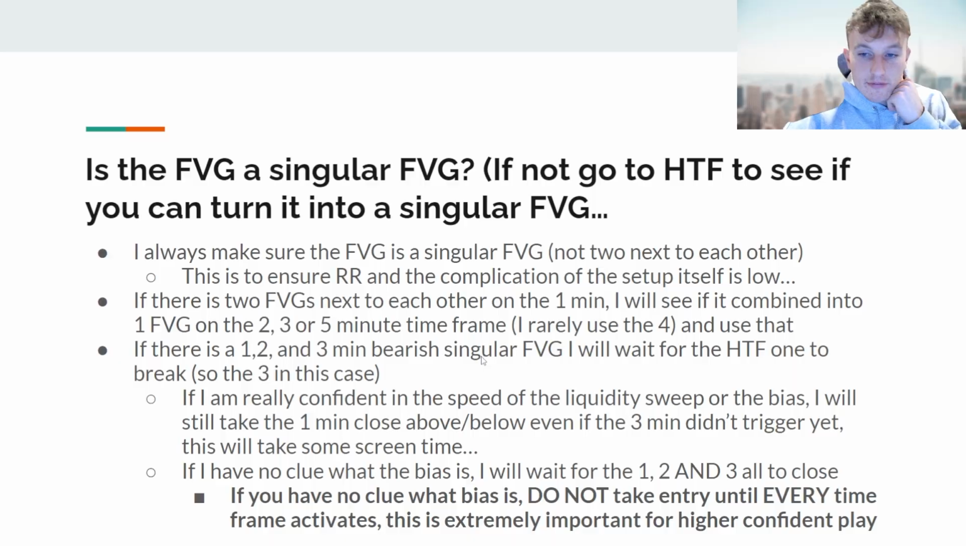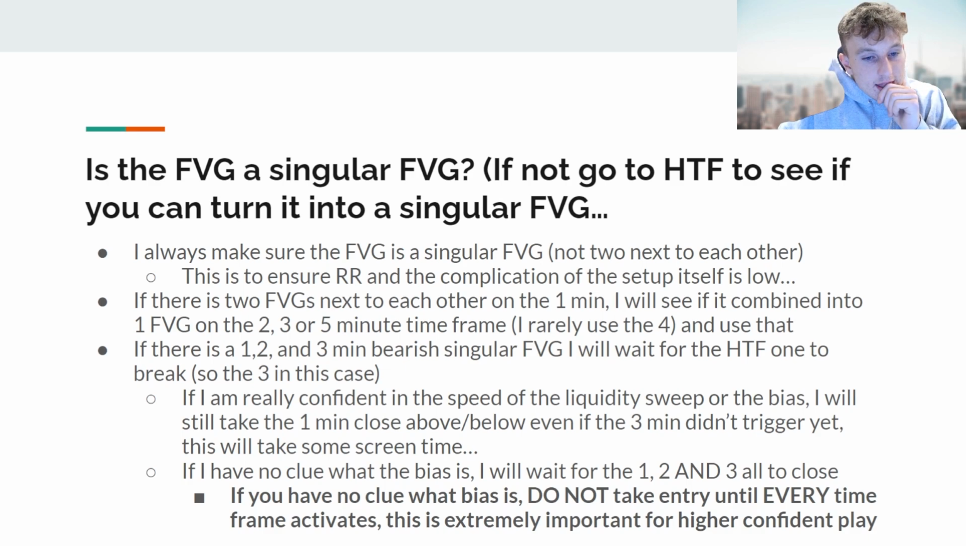So if there is a 1, 2, 3-minute bearish fair value gap, and if they're all singular, sometimes it happens, I'll wait for the highest time frame one to break. So I'll wait for the 3-minute one. However, if I'm confident in the speed and the liquidity sweep or the bias, I will still take the 1-minute sweep or the 1-minute close if I'm confident in the bias. I will not wait for the 3.